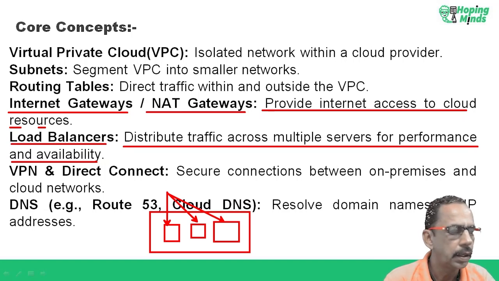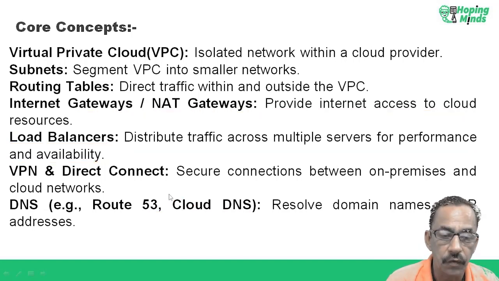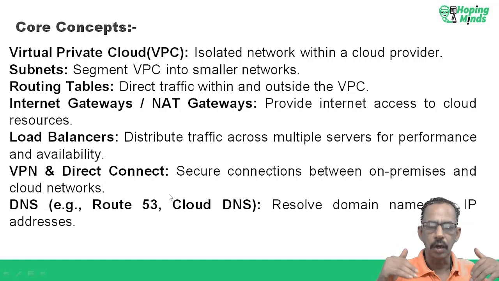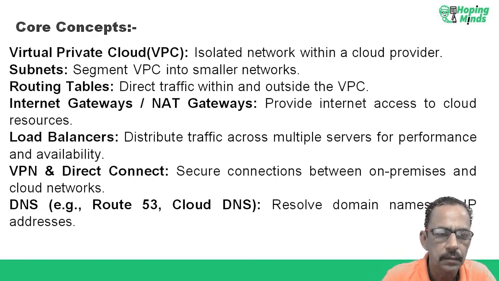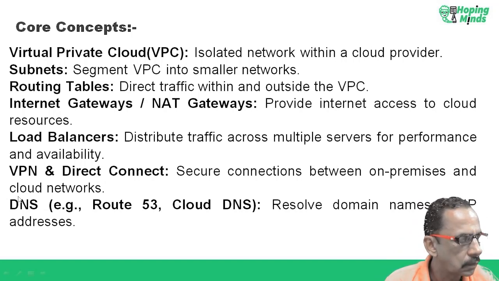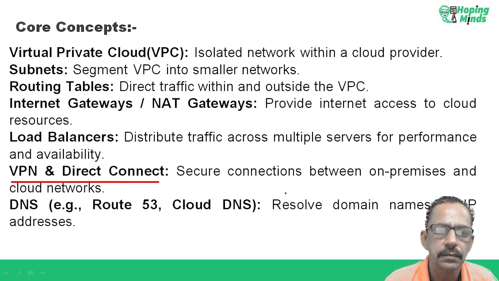That is for performance, so that performance should not go down if more traffic is coming, and it should be available. If in case one of the servers goes down, no problem, we have another server available. Then VPN and Direct Connect: secure connection between on-prem and cloud network.